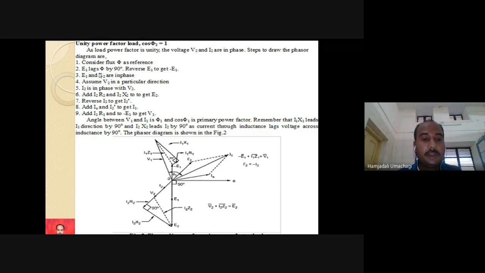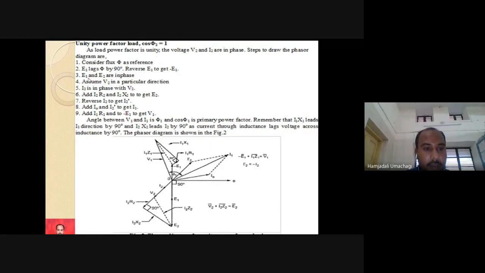Then comes what? E1 lags phi by 90 degrees. Then reverse E1 to get minus E1. So consider flux phi as a reference. E1 lags phi by 90 degrees, meaning if this is my E1, it is lagging phi by an angle of 90 degrees. Then reverse E1 to get minus E1. If I reverse it, this becomes minus E1. Flux phi is reference, E1 lags phi by 90 degrees, and if I reverse E1, it becomes minus E1.